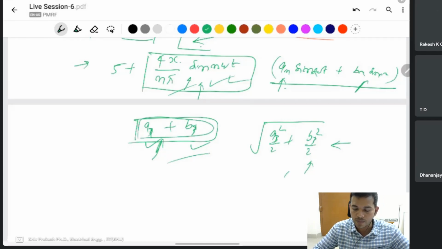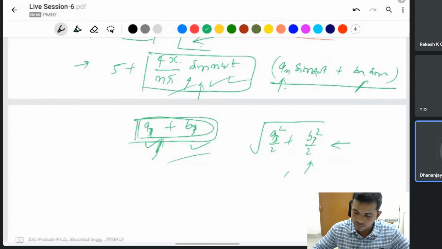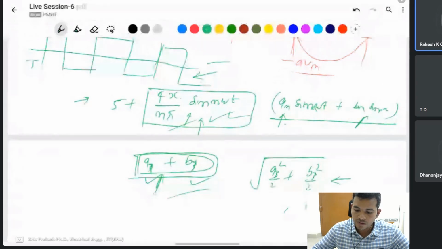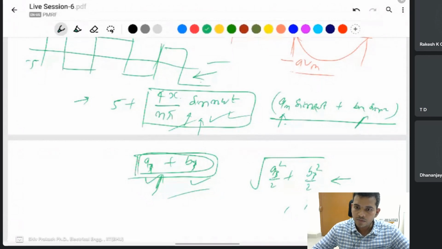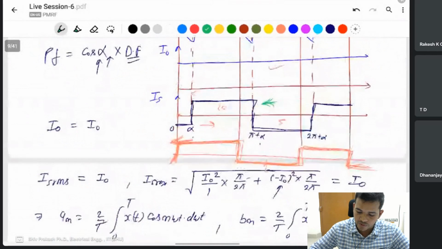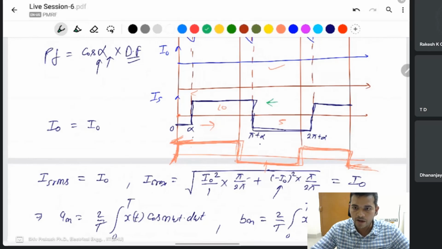In that case, what is the power factor? Actually, the power factor of the fundamental is a different thing, I will explain. Now, sir, if we know all the harmonic content, what will be the net RMS value of the input? You can find the RMS of the waveform directly, and then all the harmonics will be included.